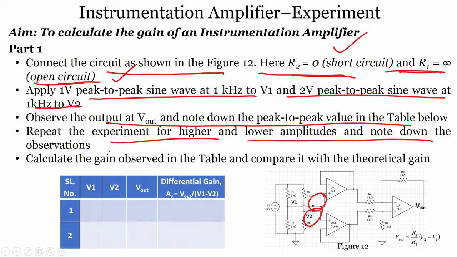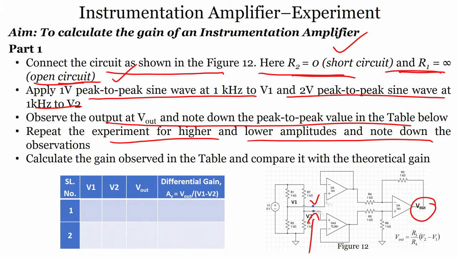So, we have not seen higher and lower amplitude, but we have actually seen the voltage when we applied directly to the input V1 and V2, and we have seen that when it is connected through the potential divider or Wheatstone bridge, what is the V out, right, this we have seen.